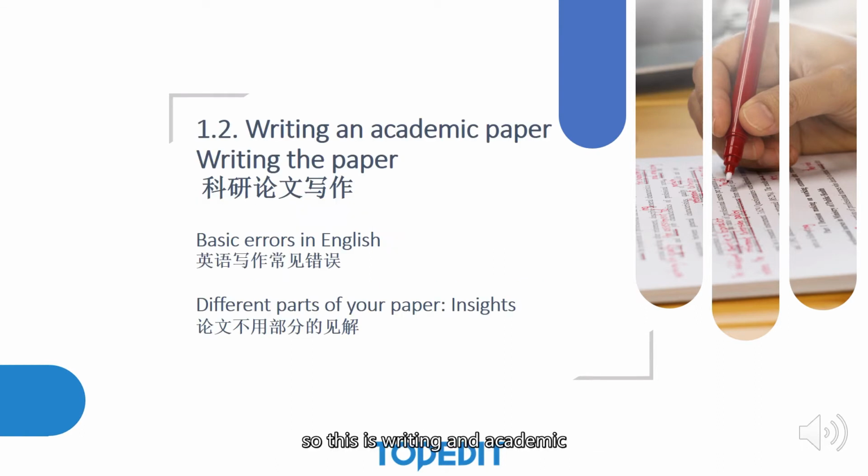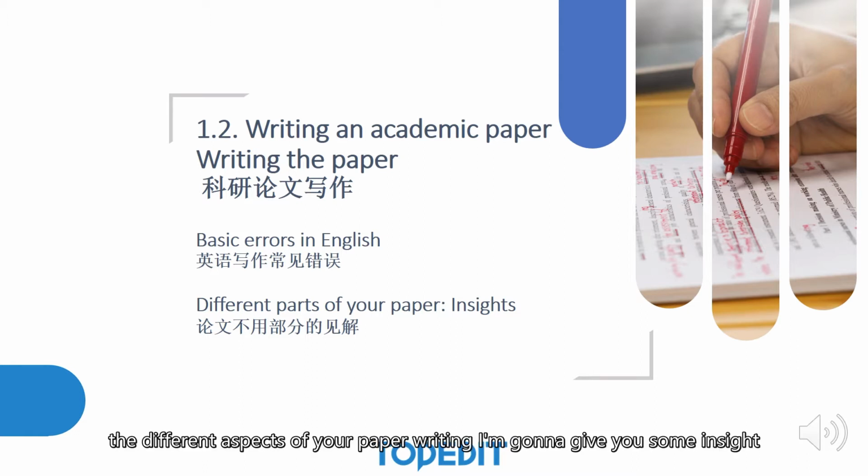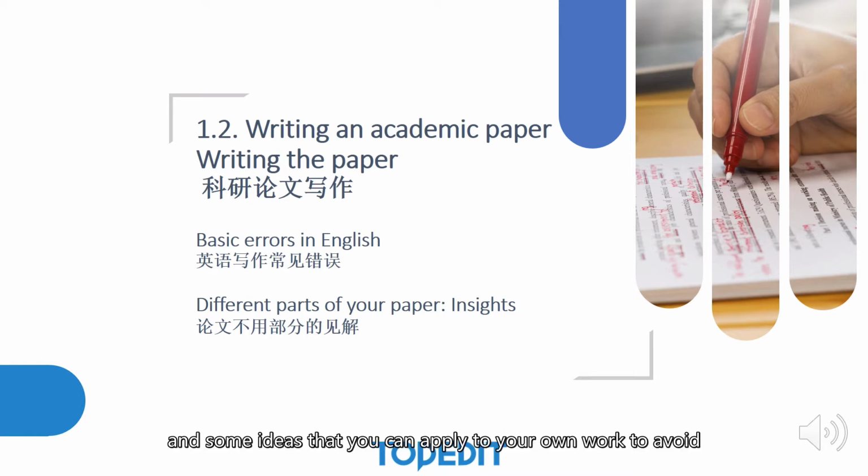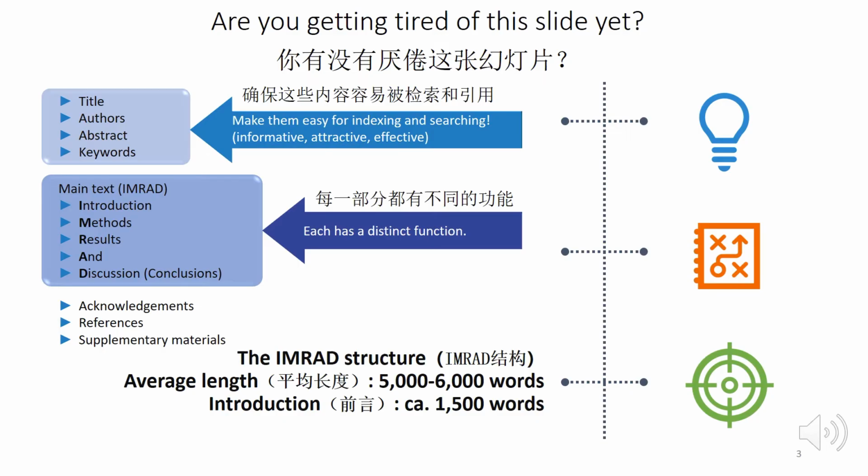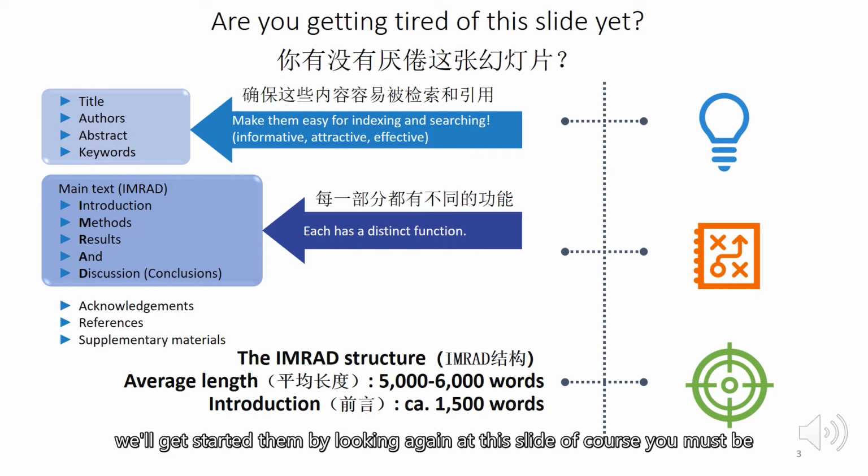So this is writing an academic paper. We are talking then in this presentation about basic errors in English and how you can put what we've learned from our editing and training work into the different aspects of your paper writing. I'm going to give you some insights and some ideas that you can apply to your own work to avoid common English writing mistakes. We'll get started then by looking again at this slide.